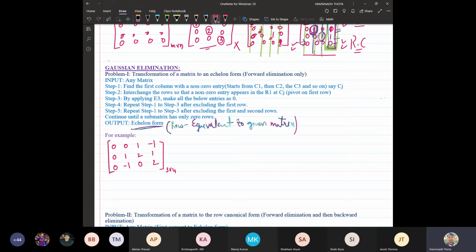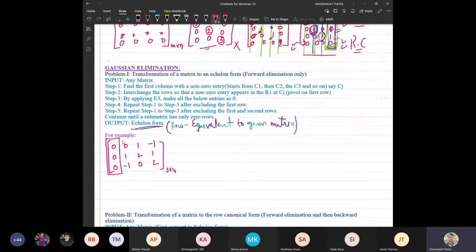Now, what we need to find out, the first step, is the first column with a non-zero entry. If you look at this matrix, the first column, does it have any non-zero entry? No. There is no non-zero entry in the first column. Okay. Starts from C1. C1 represents the first column, the regular column which is at the beginning of the matrix. Now, next thing we need to do, we need to go for the second one.